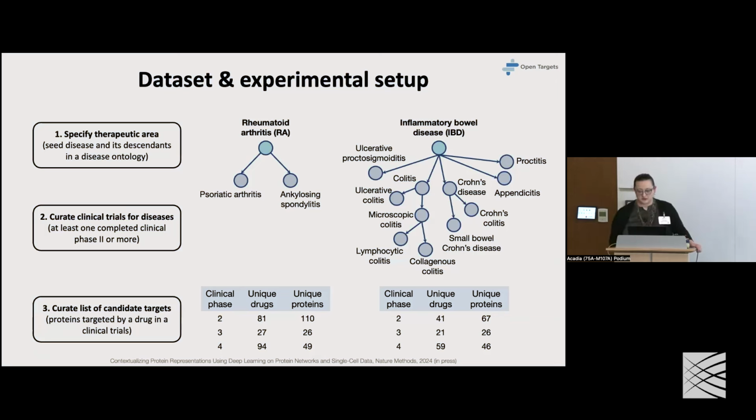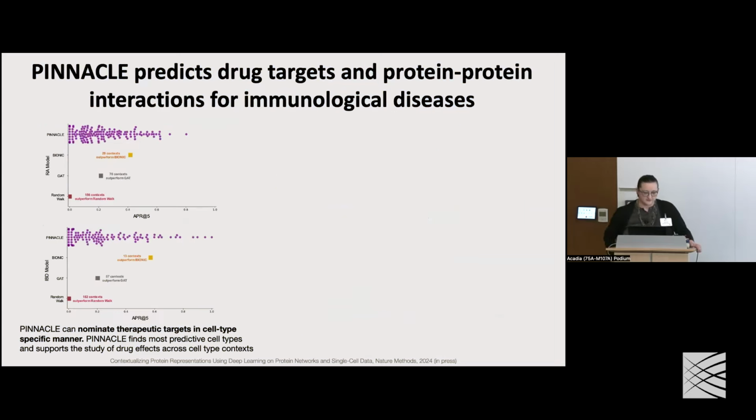And we fine-tune those embeddings with the purpose of finding and being able to nominate and study then the effects of those targets across different cell types and potentially predict new targets in a cell type specific manner. So here are some of the results of this task.